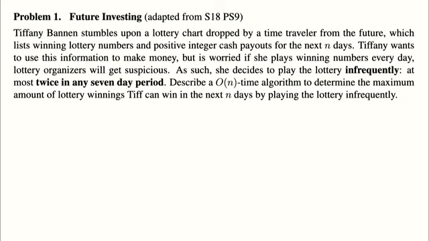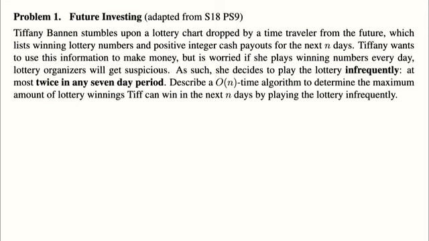Anyway, Tiffany wants to use this information to make money because she knows the future about the lottery, but is worried that if she plays winning numbers every day, lottery organizers will get suspicious and shut her down, right? So the idea here is maybe it's still suspicious, but she decides to play the lottery infrequently, at most twice in any 7-day period. But she'll win, right? But it's infrequent enough that maybe that's by chance, maybe not. Describe a linear time algorithm to determine the maximum amount of lottery winnings Tiffany can win in the next n days by playing the lottery infrequently.